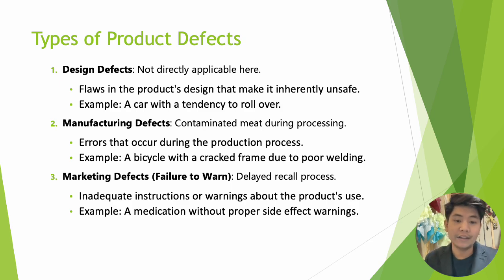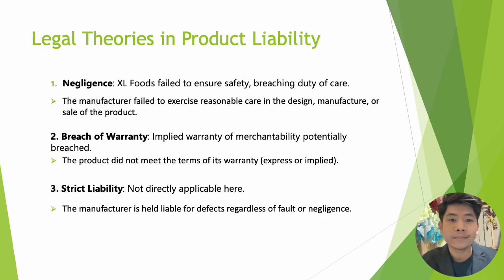Next would be marketing defects or failure to warn. This happens when a product lacks proper instructions or warning. In this Excel Foods case, the delayed recall process could be seen as a failure to warn consumers promptly. Another example would be something missing or non-compliant on the product's label. So those could be marketing defects.